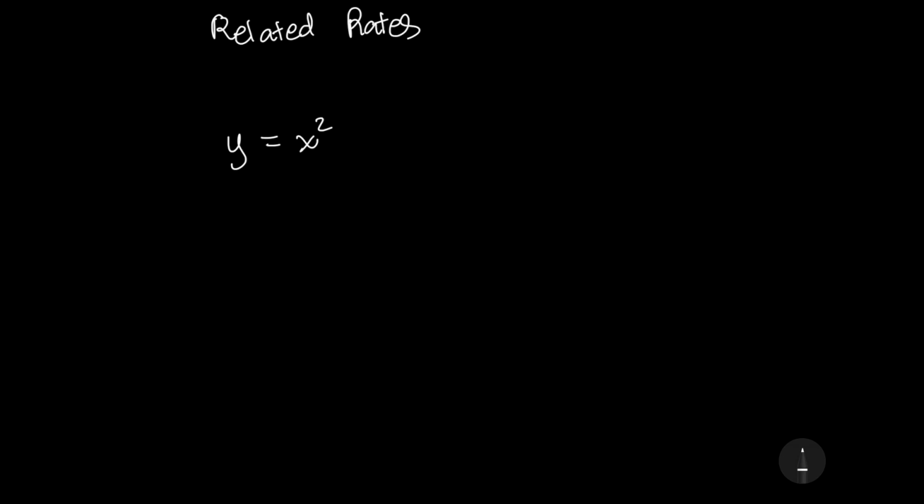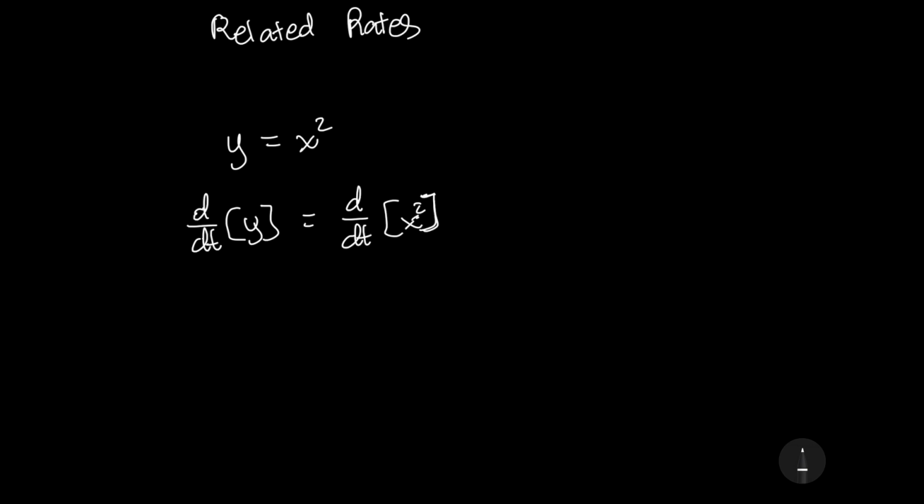But now let's say that x and y are both changing with respect to time. So what I'm going to do is differentiate both sides with respect to time. So let's do that. We have d/dt of y, and that equals d/dt of x squared. Let me just do that. Okay, so here's what we have.